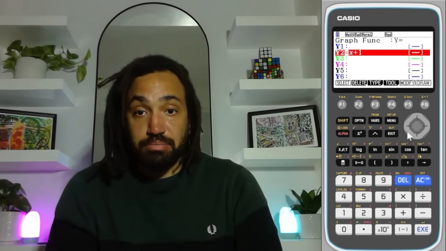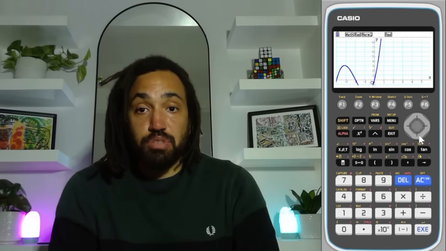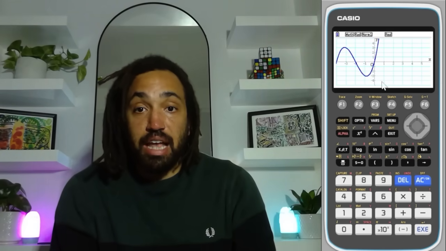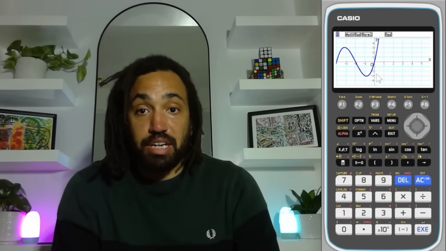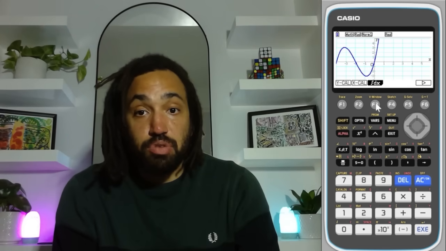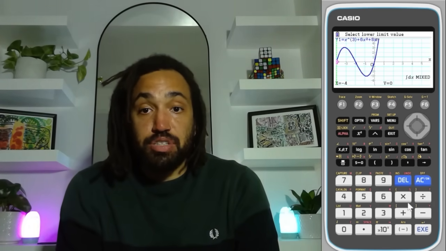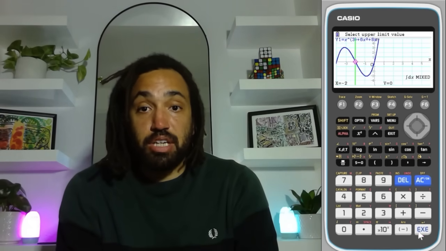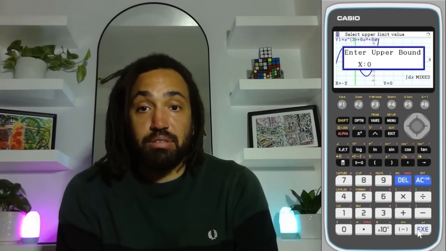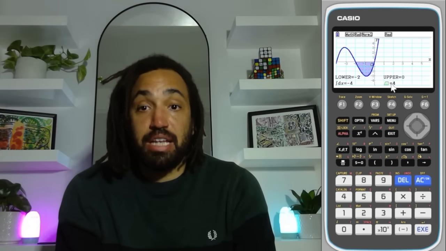Okay, now I'm good to delete them and I'm going to input the function which I want to integrate and press execute. Then I'm going to move that around so that I can find the area between -2 and 0 which I want to calculate. I'm going to press G-Solve, go across, press the integral dx button, press mixed, and then type in my two limits, which are -2 as the lower bound and 0 as the upper bound. It will show me the area and tell me the value of the integral.